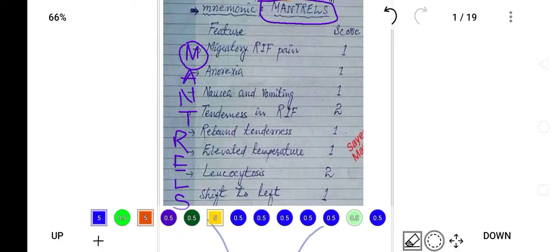So this is the mnemonic for acute appendicitis, MANTRELS. M stands for migratory right iliac fossa pain, anorexia, nausea, vomiting, tenderness in right iliac fossa, rebound tenderness, elevated temperature, leukocytosis, and shift to the left. In this way, an acute appendicitis patient presents.